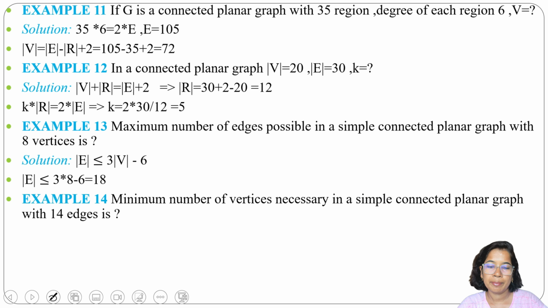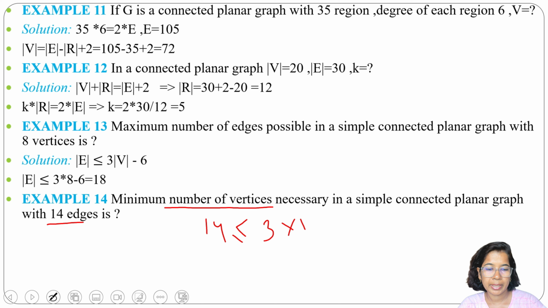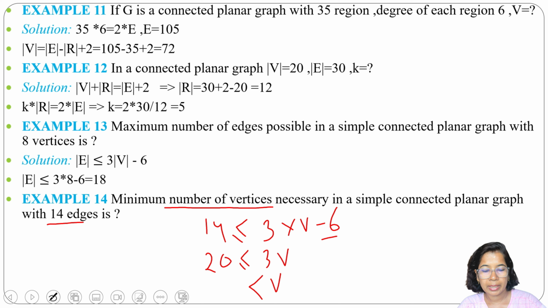Next, example 14. Minimum number of vertices necessary in a simple connected planar graph with 14 edges. Here we'll also apply corollary 1. E is given and it is asking minimum number of vertices. So E is less than or equal to 3B minus 6. 14 is less than or equal to 3 multiplication B minus 6. So this 6 we can take to left side. 20 is less than or equal to 3B. So B should be greater than or equal to 20 divided by 3. It will be 6 point something. So we can consider 7. So minimum number of vertices necessary in a simple connected planar graph with 14 edges is 7.